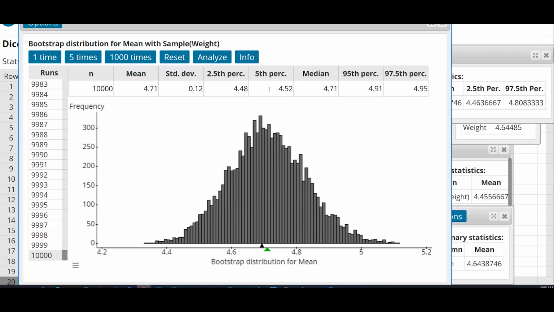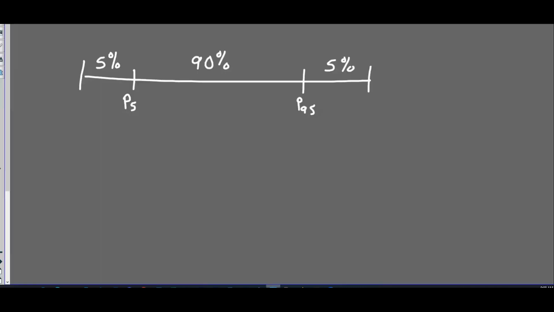Okay, so our applet for bootstrapping automatically gives us the 5th percentile, 4.52, and the 95th percentile, 4.91. So 4.52 to 4.91. That would be our 90% confidence interval. And notice that this interval is smaller. The limits moved in closer together, but we're only 90% confident in it.